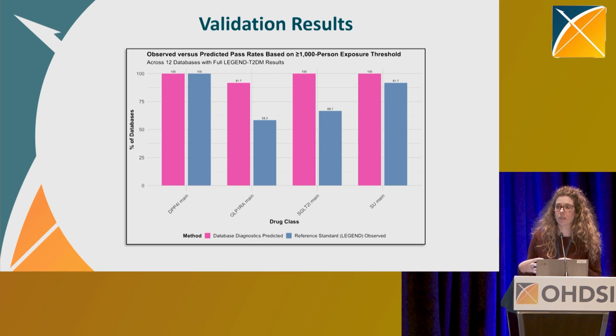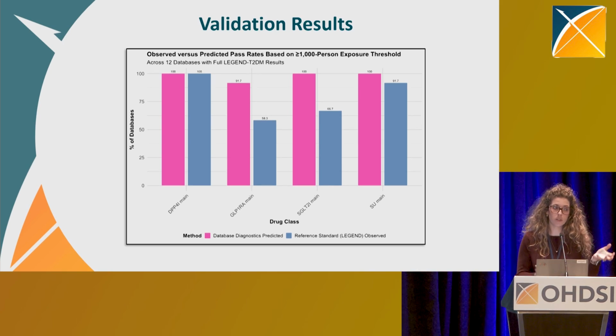And so you can see here the pink in data diagnostics really did overestimate a little bit those databases that could meet that 1,000 person threshold for each of our drug classes. And when we looked into it, it actually had to do with our phenotyping, as Judy was talking about earlier. So in Legend here, what we looked for was not only was a person exposed to the drug, but they couldn't have any prior exposures to the other drugs that we were interested in.